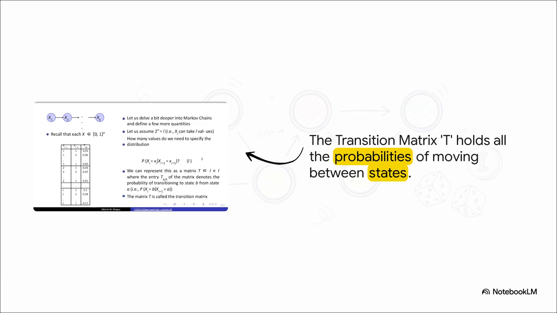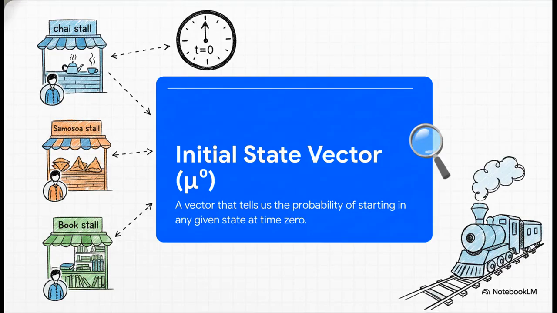It's all there. Now, of course, every journey has to have a starting point, right? You can't start the engine if you don't know where the car is. And that's what this is, the initial state vector. We call it mu0. It's just a list of numbers that tells us the probability of being in each state right at the beginning, at time 0. So back to our railway station example. This vector might tell us there's a 20% chance you start at the chai stall, a 50% chance at the samosa stall, and so on.